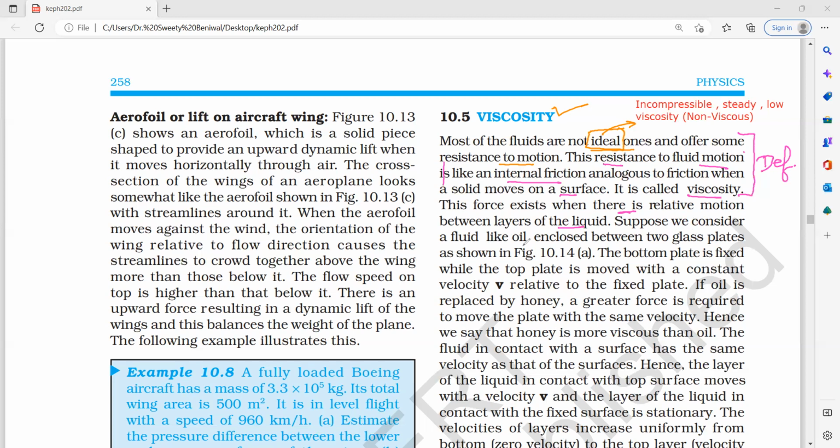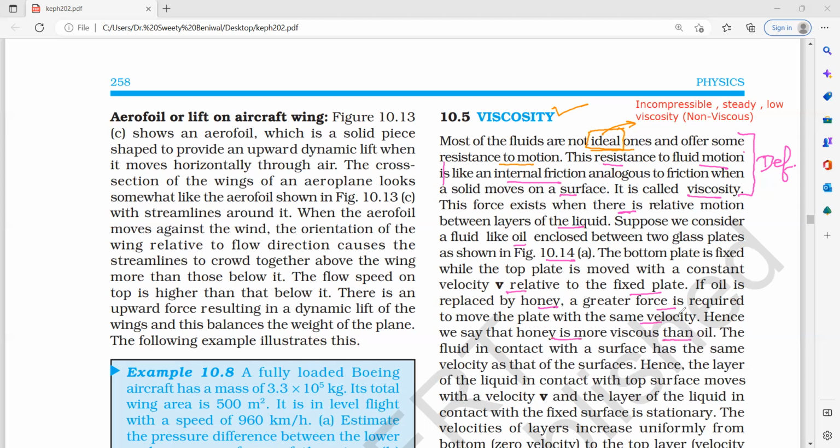suppose we consider a fluid like oil enclosed between two glass plates as shown in figure 10.14a. The bottom plate is fixed while the top plate is moved with a constant velocity v relative to the fixed plate. If the oil is replaced by honey, a greater force is required to move the plate with the same velocity. Hence we can say honey is more viscous than oil.